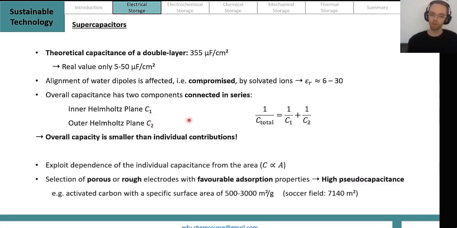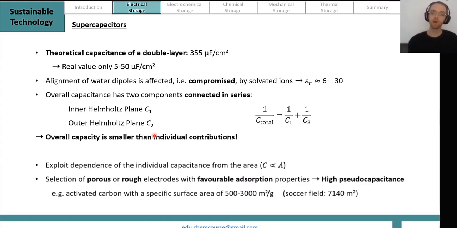So what we can do, however, to increase the pseudocapacitance even further is we can exploit the dependence of the individual capacitance on the area. So we do know that still for each of these components, for the inner Helmholtz plane, for the outer Helmholtz plane, and also for pseudocapacitance, the capacitance is directly proportional to the area of the electrode. So by maximizing the area of the electrode, we can maximize the capacitance.